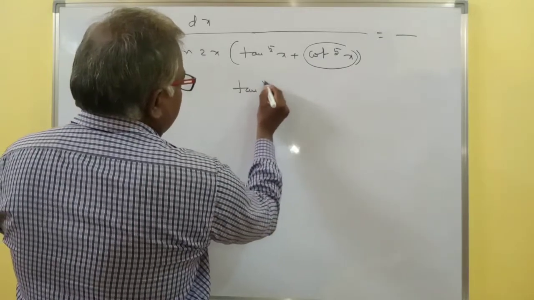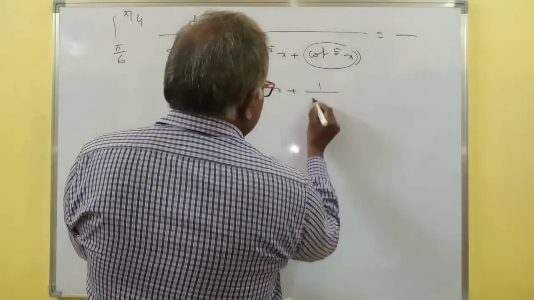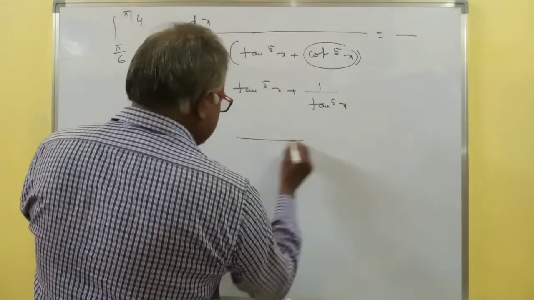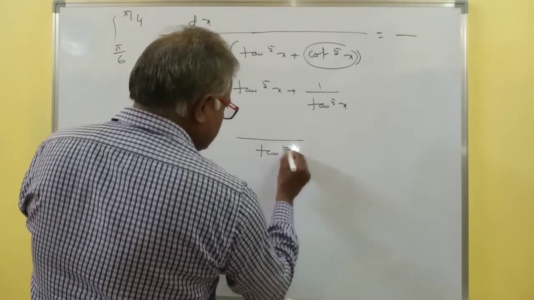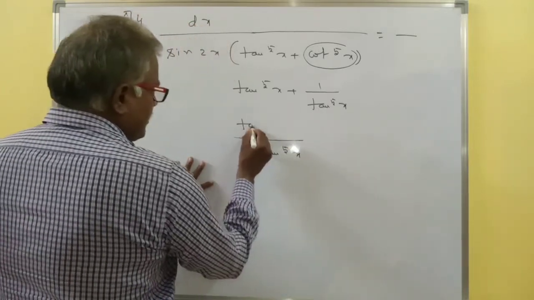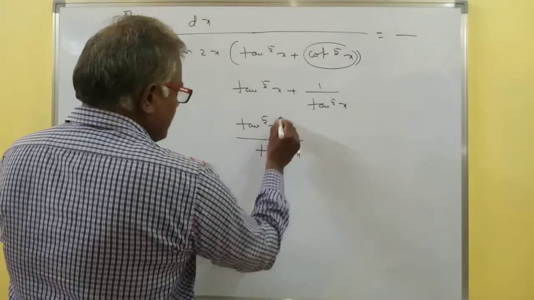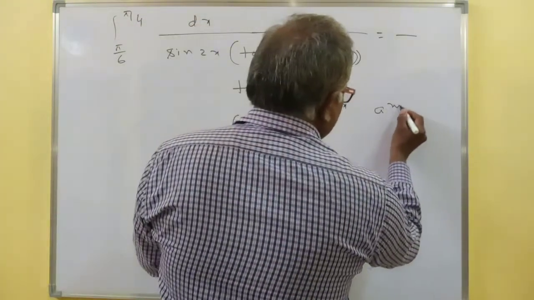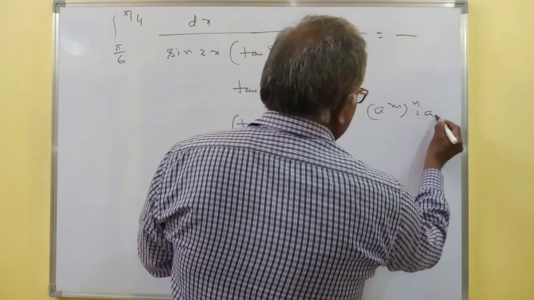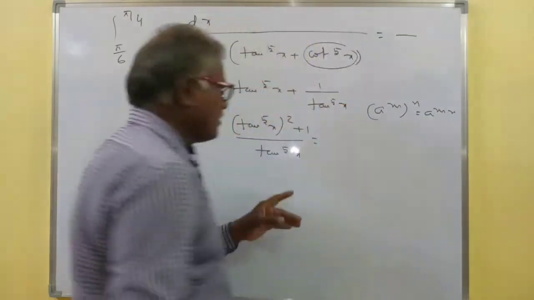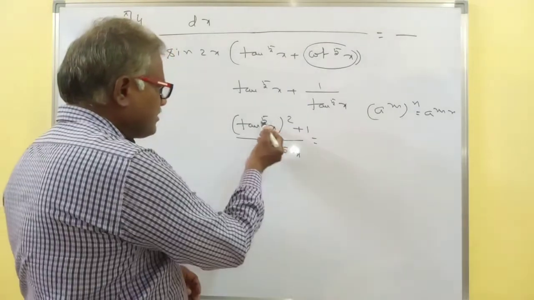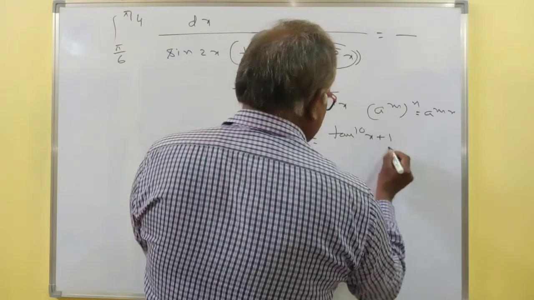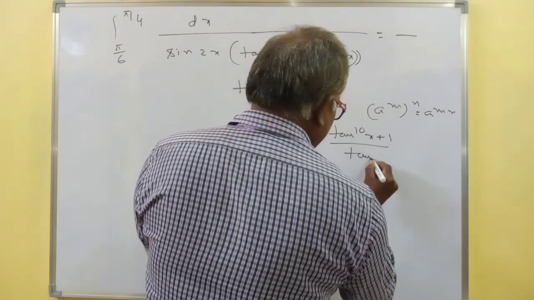That means tan^5 x plus 1 by tan^5 x. Take the LCM, tan^5 x. So what will we get? (tan^5 x) whole squared plus 1. A power m whole power n is nothing but a power mn. So this is nothing but tan^10 x plus 1 by tan^5 x.